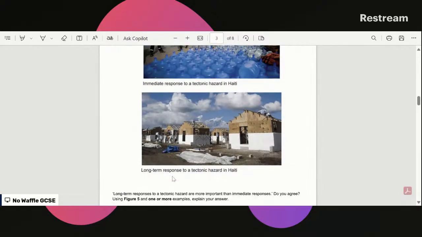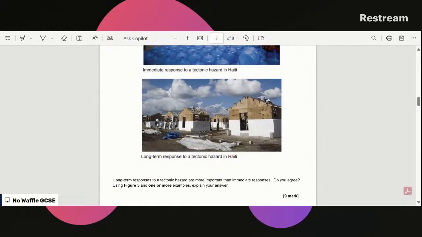The question itself is, long-term responses to a tectonic hazard are more important than immediate responses. So you can put in the chat which actual example you learned. Did you learn the Nepal versus New Zealand, or did you learn another one? I do have a video going through all of the case studies and examples. So you don't have to talk about Haiti, you just have to talk about the images given and the figures. So what is shown in that, and that's the maximum that you're going to have to speak about this.